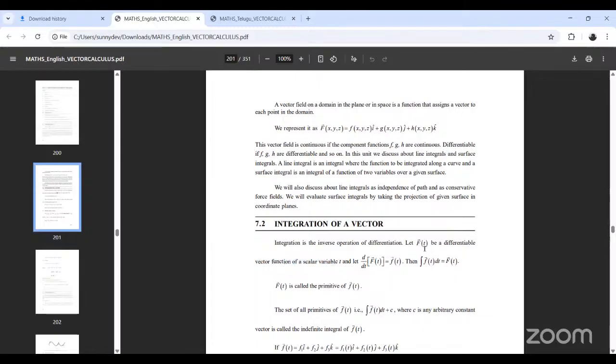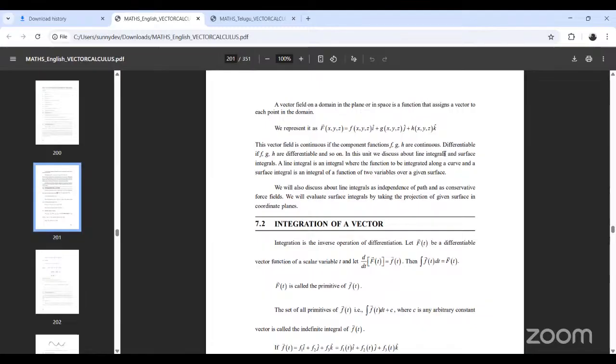See, if f of t is a differentiable vector function of the scalar variable t, then the derivative of capital F of t equals small f of t. Then we can say that the integration of small f of t equals capital F of t. Here capital F of t is called the primitive of small f of t.